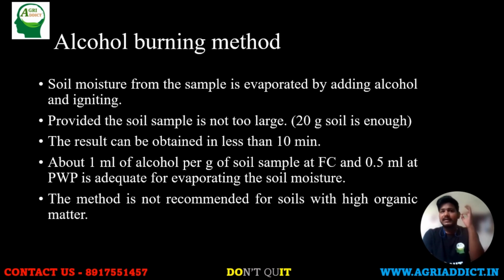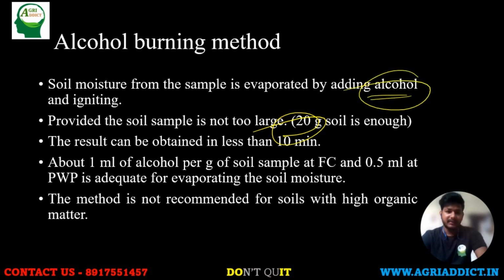Unlike the oven drying method, we don't require much sample. The sample size is very small, even 20 grams of soil is enough. And here we require alcohol only for igniting. Understood? So the result can be obtained in less than 10 minutes. Within 10 minutes we can know an at par result. If your sample is at full capacity, then we require 1 ml alcohol, and if your sample is at PWP, permanent wilting point, then it requires 0.5 ml alcohol for the estimation.